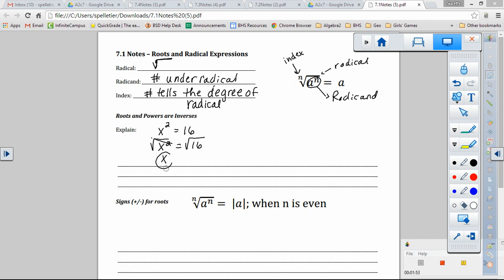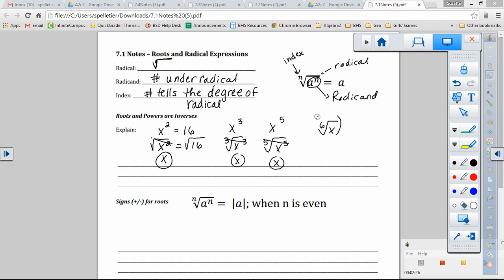So this is an important thing to know because you can use this with all different kinds of radicals. So for example, if I have an x to the third power, then I'm going to take the third root of it so that they cancel and I'm left with x. Or if I have a fifth power, I'm going to take the fifth root of it so that they will cancel and I will be left with just the variable.